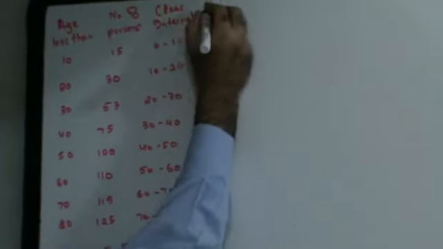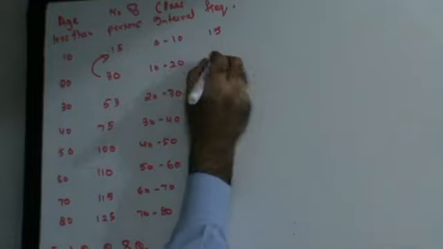So the first thing that you need to do is make class interval. Class interval less than 10, that means 0 to 10, continue 10 to 20, 20 to 30, 30 to 40, 40 to 50, 50 to 60, 60 to 70, 70 to 80. Frequency is going to be 15 as it is, then 30 minus 15. Subtract the second term from the first term. So in that case, you will get this as 15.